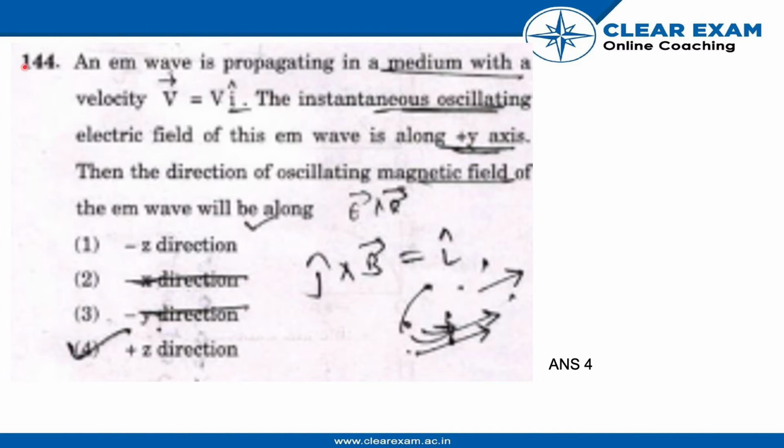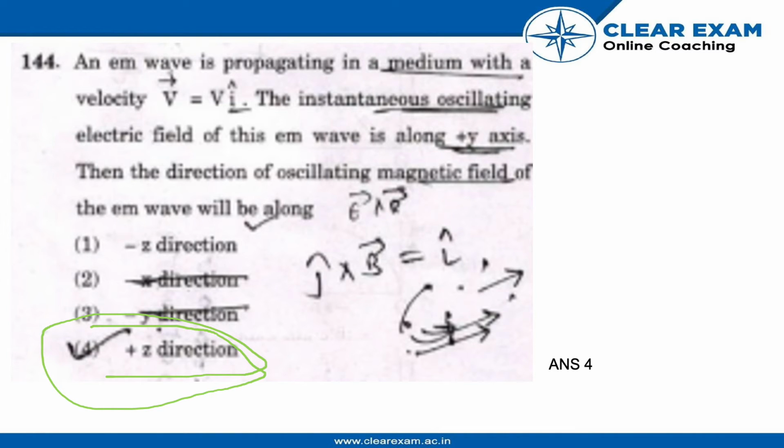Hello, so question number 144 is: an EM wave is propagating in a medium with the velocity v = v î. The instantaneous oscillating electric field of this EM wave is along the y-axis. Then the direction of the oscillating magnetic field of the EM wave will be along minus z direction, minus x direction, minus y direction, or plus z direction. So the answer for this question is plus x direction.